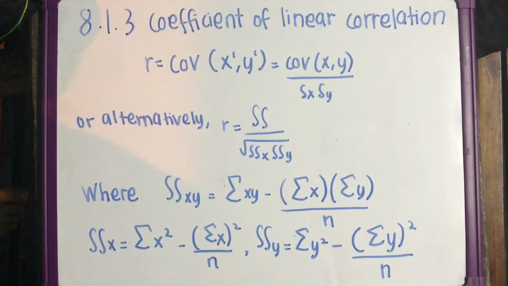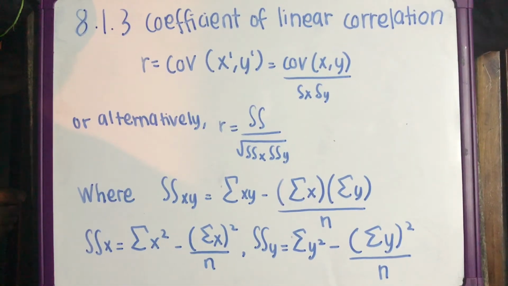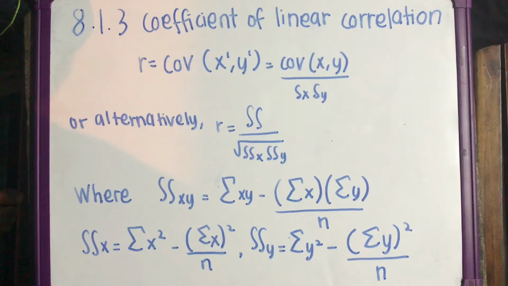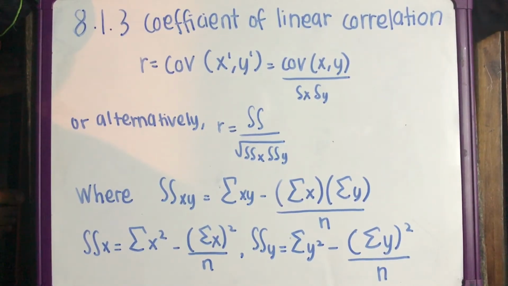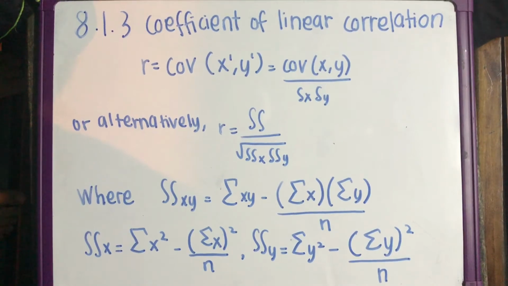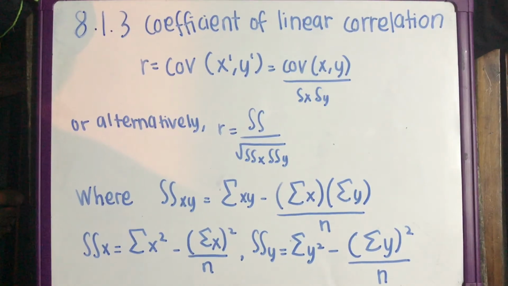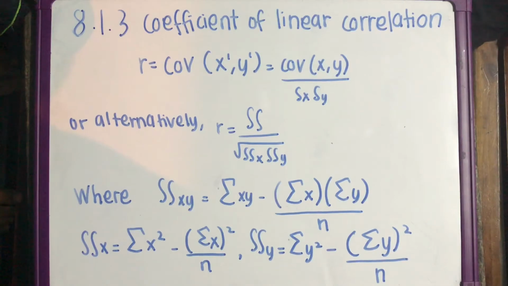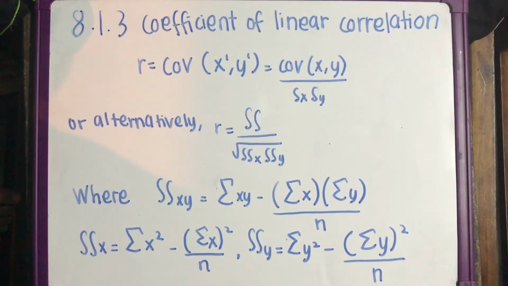Okay, the coefficient of linear correlation measures the strength of the linear relationship between two variables, which are the independent and dependent variables. The coefficient of linear correlation standardizes the measure of dependency and allows us to compare the relative strengths of dependency of different sets of data. It is also commonly called Pearson's product moment, which is R. So here is the formula for R.